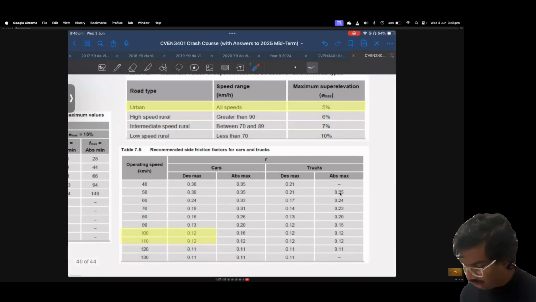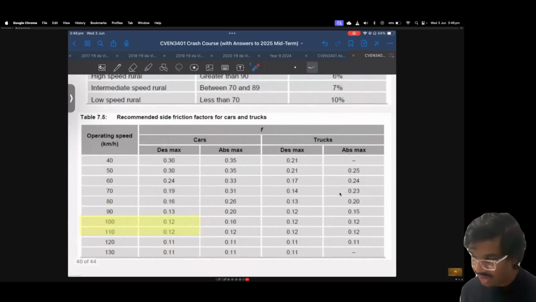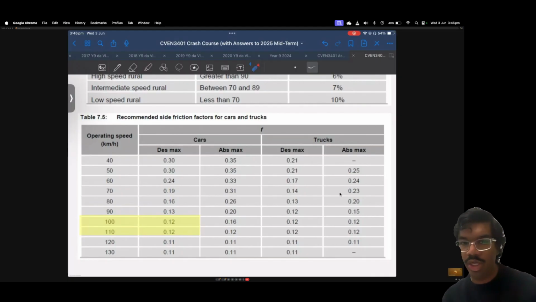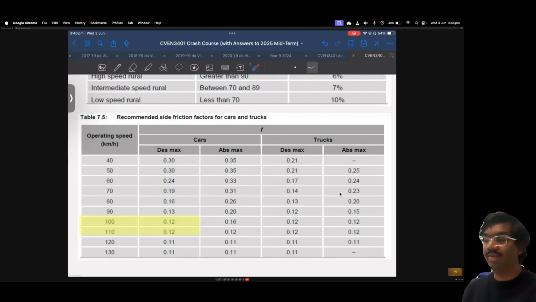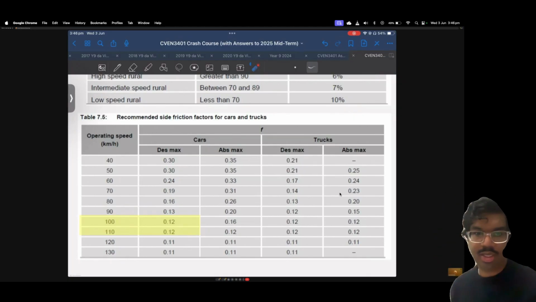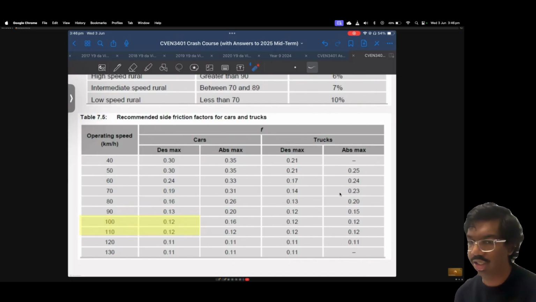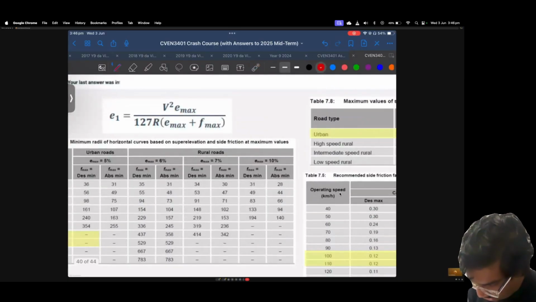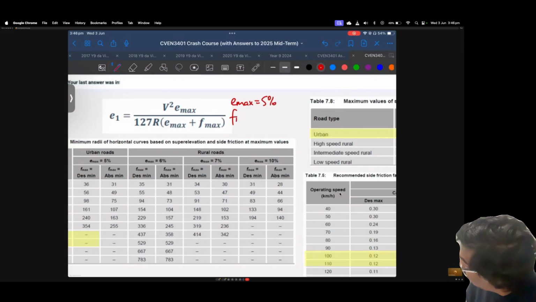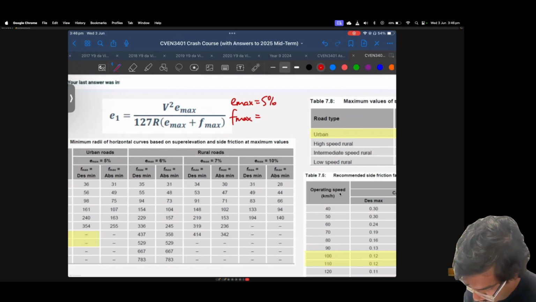And then we want F max. This is where it's a bit challenging because the question says 105 kilometers an hour, which I don't know why, because there's no road in Australia where you're going at 105 kilometers an hour. But fortunately for us, there's no interpolation involved because the F max is going to be the same. For 100 kilometers an hour, it's 0.12, and for 110 kilometers an hour, it's also 0.12. So F max is just 0.12. We now know E max is 0.05, or 5%, and F max is 0.12.